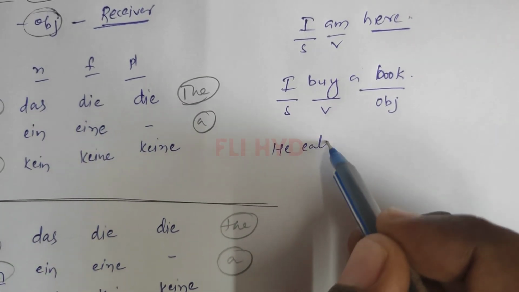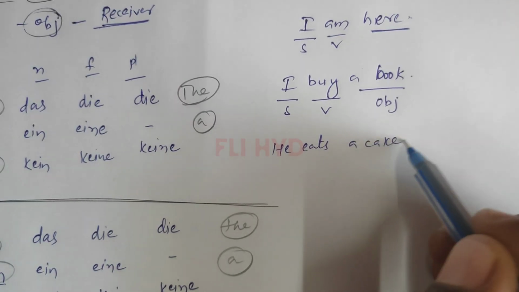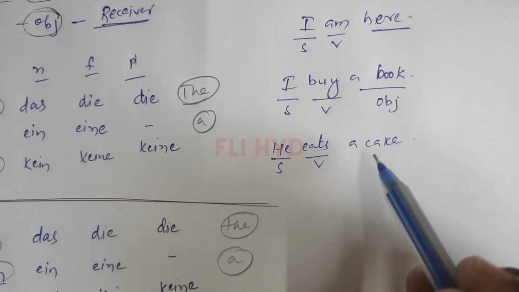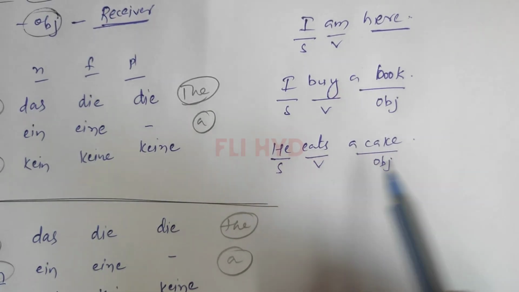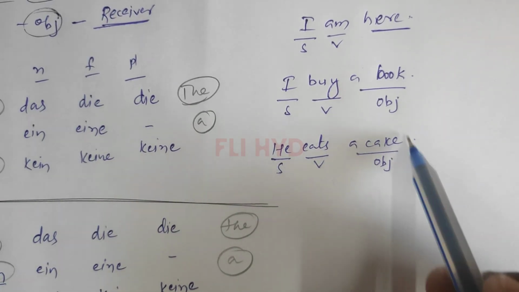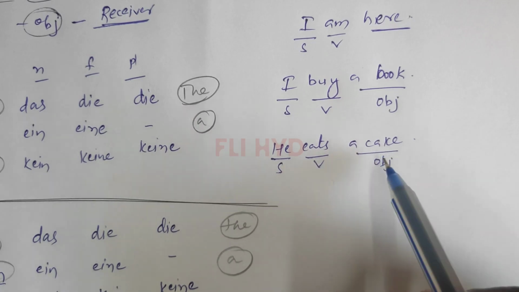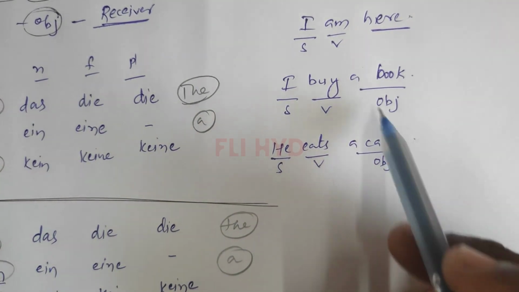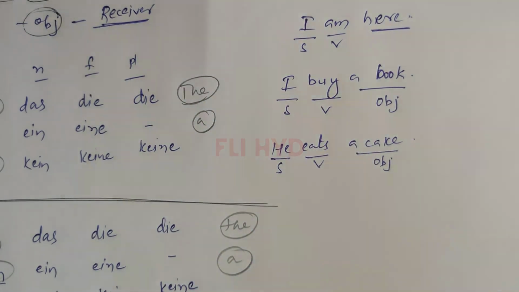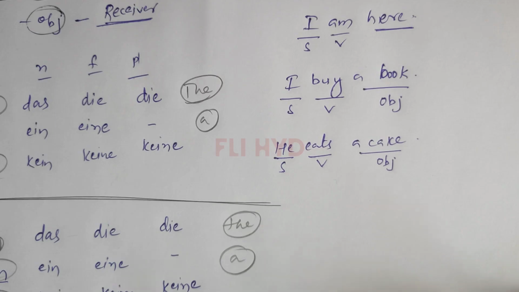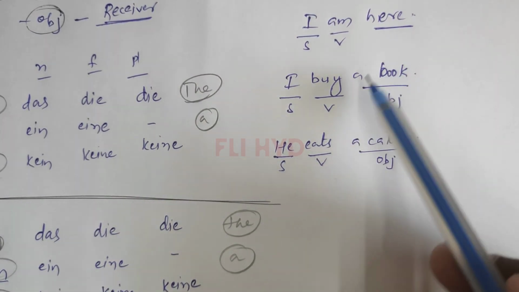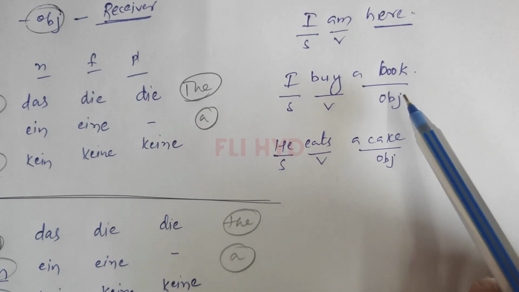He eats a cake. So "he" is the subject, "eats" is the verb, and "cake" is the object. Who is receiving the action? The cake is receiving the action. So this is an object, so it is accusative. Clear? As of now we are taking this object as accusative. Slowly we'll have other objects also that you will be learning in the coming classes. So subject means doer of the action, and object is the receiver of the action.